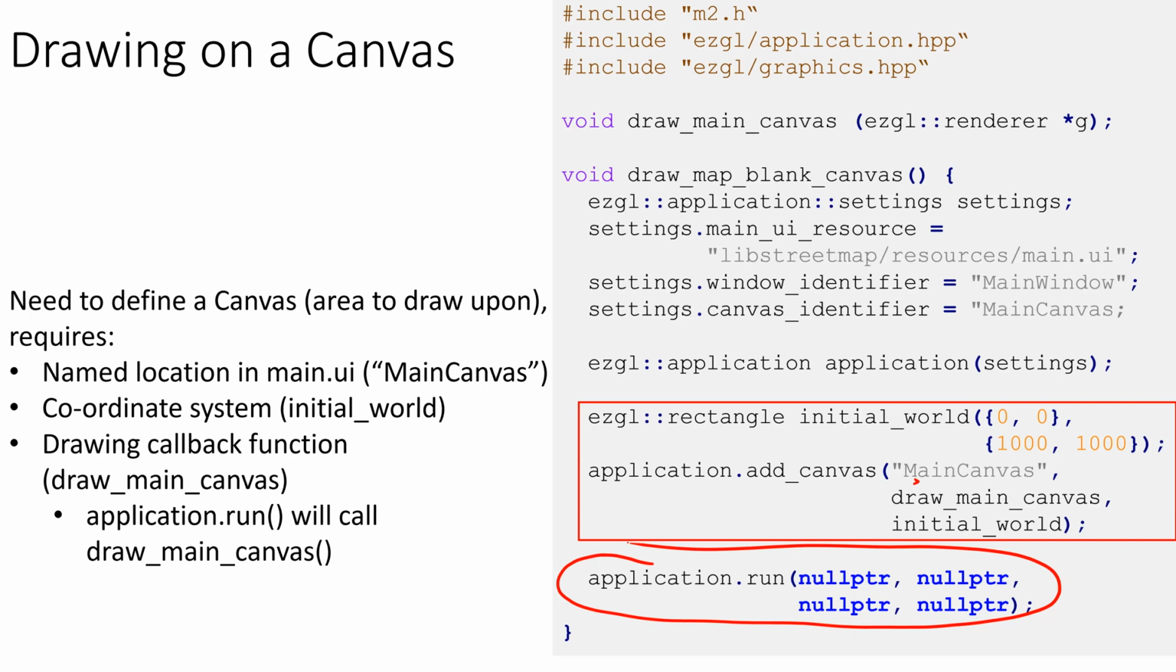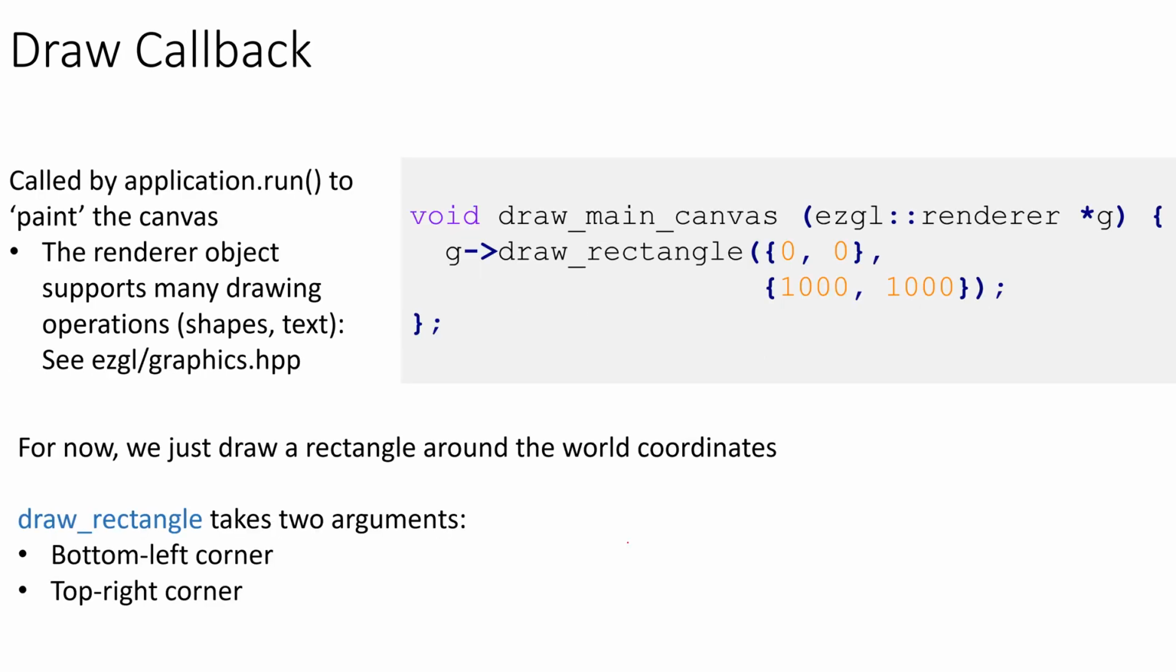Okay, so I basically told ece2gl that when it wants to redraw that canvas, the main drawing area, it has to call this function draw main canvas. Okay, so I need to write it. So I already said it'll be called draw main canvas, so I know its name.